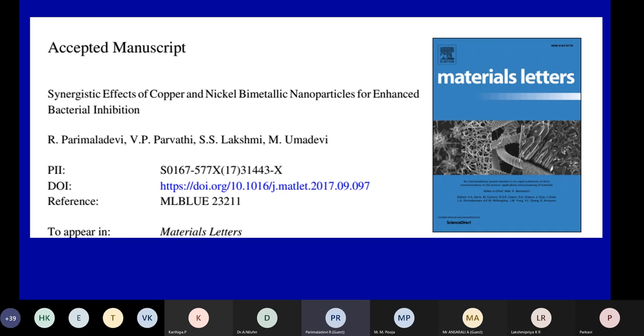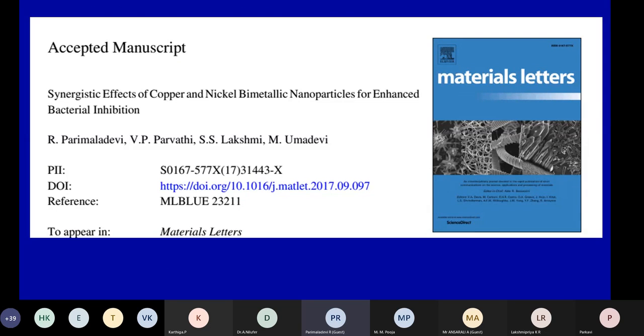Silver and gold, these noble metals, are very costly, so we go for some other material. For that we worked and produced a copper nickel material to act against bacteria. That work was published recently in Materials Letters. The work is on the synergetic effect of copper nickel bimetallic nanoparticles for enhanced bacterial inhibition.